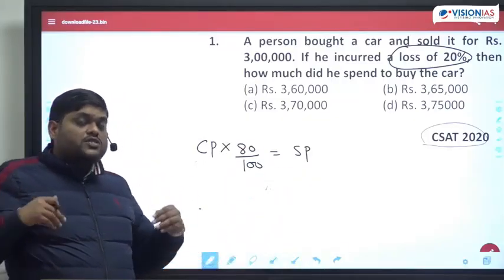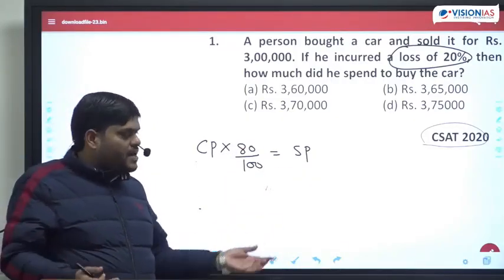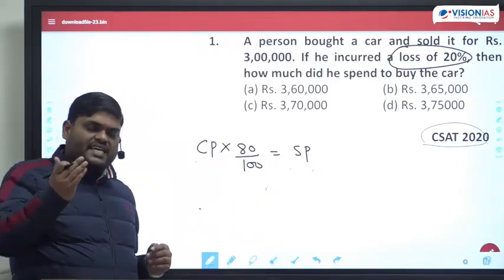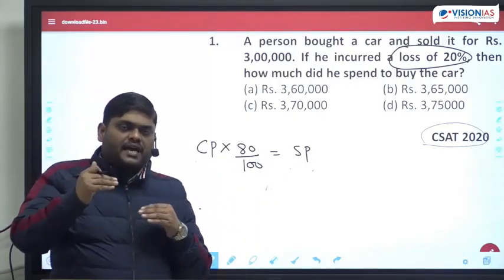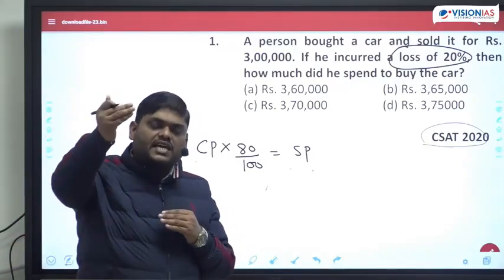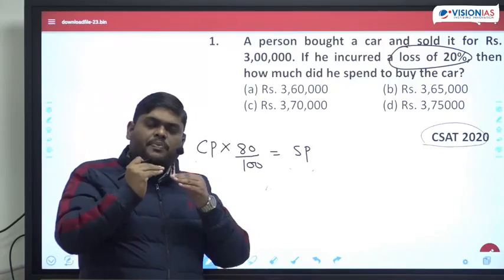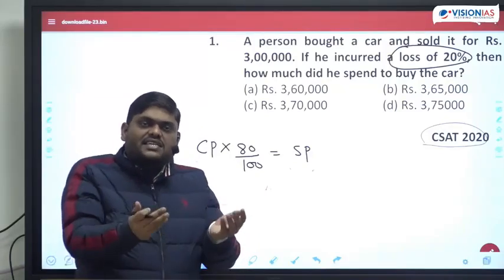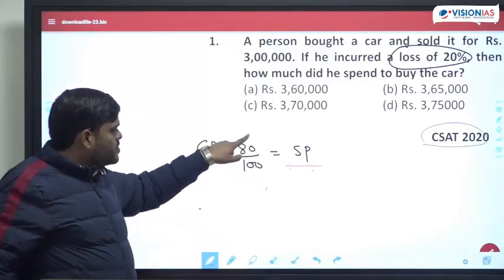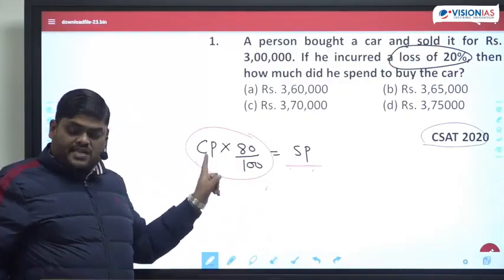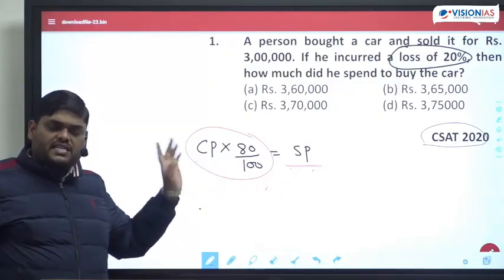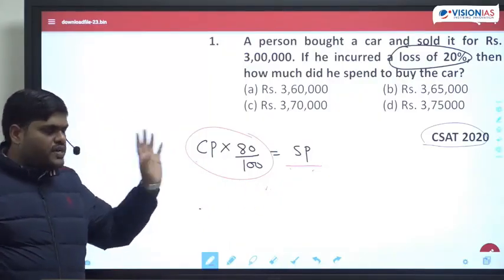If there was a profit of 20%, then what happened? SP will become 120% of CP. I told you, simple logic: if there is a profit, that means CP is increased. If there is a loss, that means CP is decreased. And this is how we can get the SP. So SP we are getting is 80% of CP. Why? Because there is a decrement of 20% in CP. Okay, there is a loss of 20%.